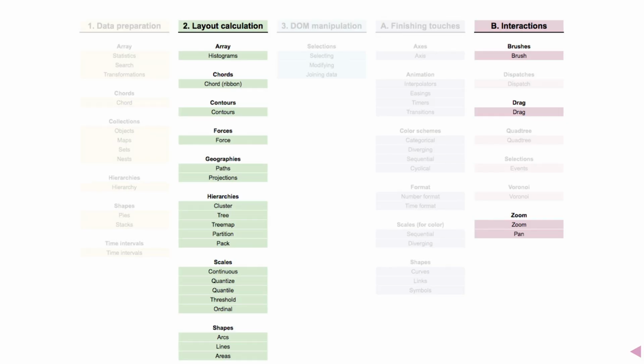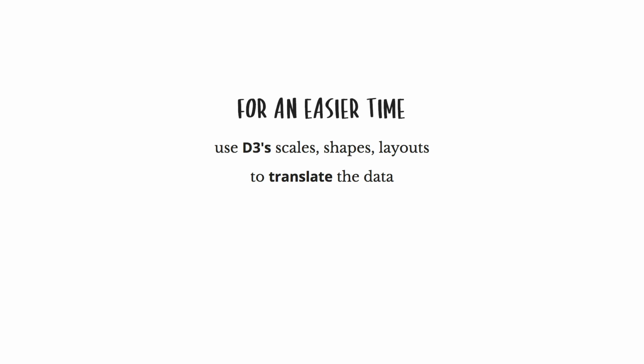D3 also gives us modules like brush, drag, zoom, and pan to help me implement interactions that are really common in data visualizations. These modules, to me, are the unique selling points of D3. I think D3 does this better than any other library. So if you're just starting out with D3, I would encourage you to start by looking here. And to make your life easier, use D3's scales, shapes, and layouts to translate your raw data into screen space.